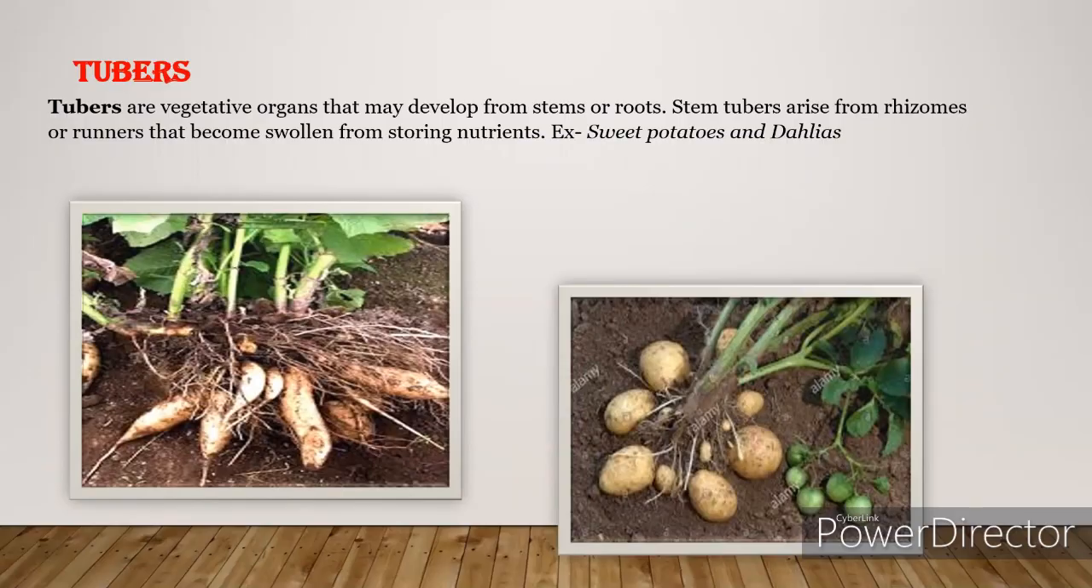Potatoes and yams are examples of stem tubers, and the sweet potato is also an example of a tuber. The root tubers originate from roots that have been modified to store nutrients. And these roots become enlarged and may give rise to a new plant.